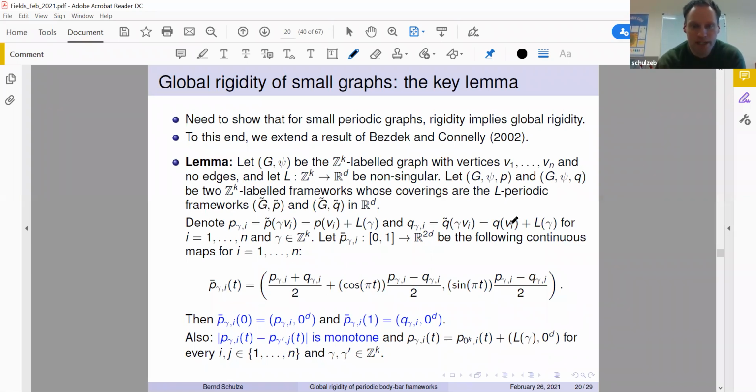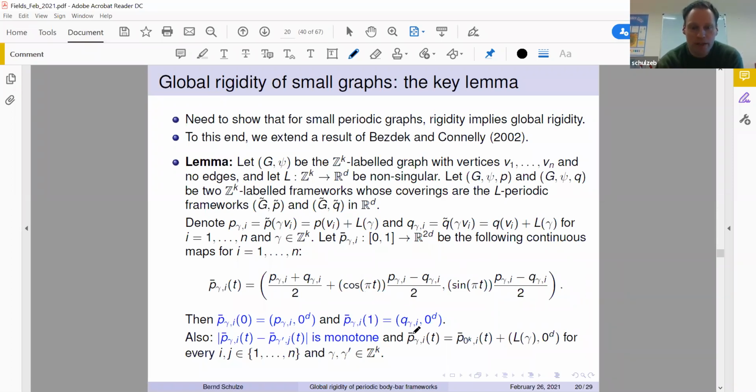So the starting point here is that we have two periodic point configurations in R^D. Okay, and because we have point configurations, we can just model this as periodic frameworks with no edges. Then there exists a continuous deformation, which I call here P bar, that takes the configuration P to configuration Q, but this deformation is not in R^D, but in R^(2D). Okay, so we double the dimension here, and we can then go from P to Q using this continuous deformation.